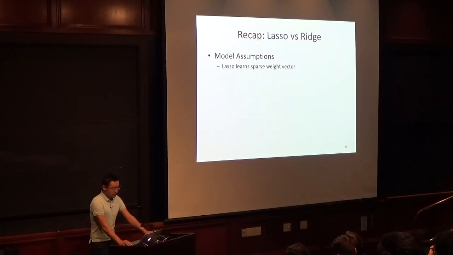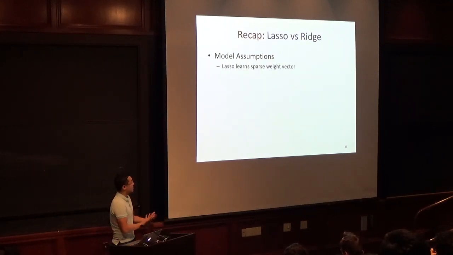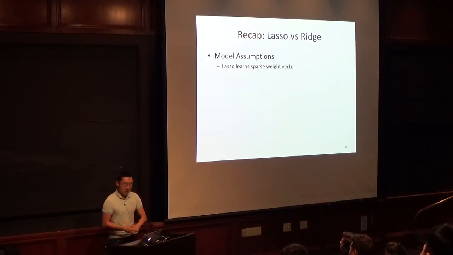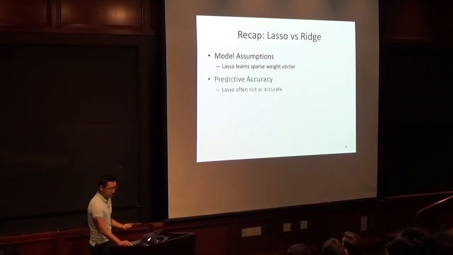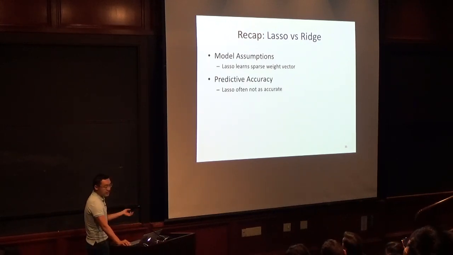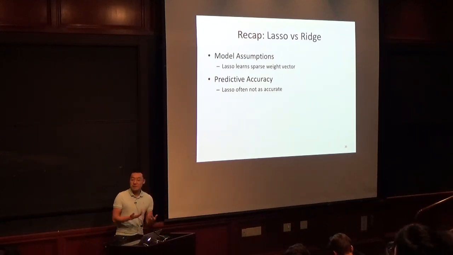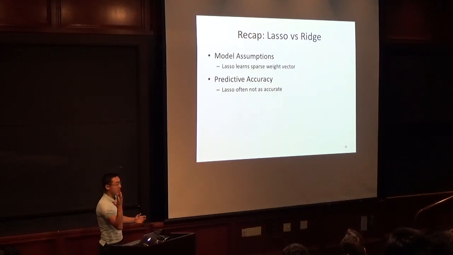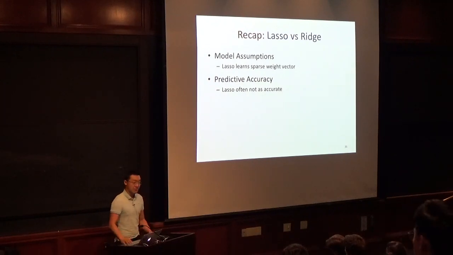Okay, so just to recap, lasso, which is a name that has been associated with L1 regularized least squares regression for a long time, comes from the statistics community. Lasso learns a sparse weight vector. One of the things that's interesting about L1 regularization is that the model you learn, the W that you learn, is often not very accurate. So it has very high loss in the training error, even though it can help you recover the non-zero entries.